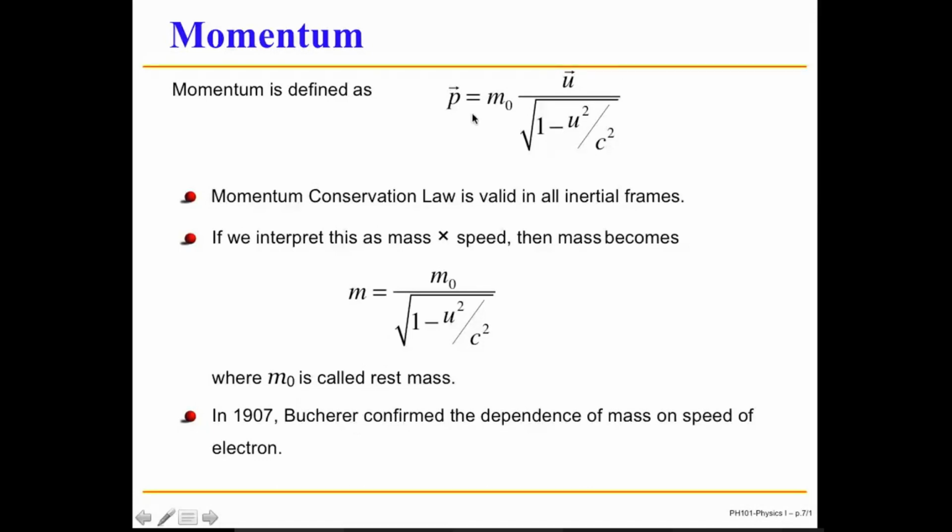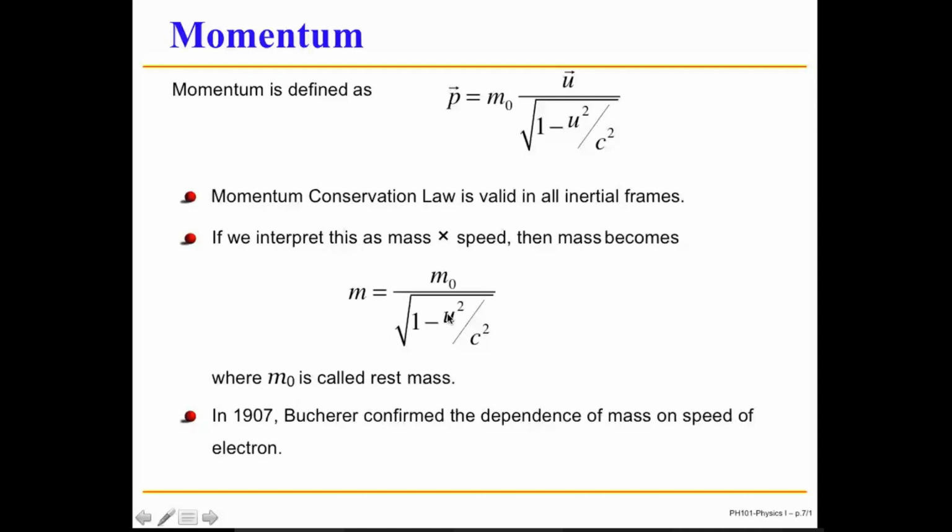Now, if we interpret this as mass into speed, then the mass becomes this, because speed is u. So m naught is called the rest mass. That is the mass of an object when it is in its rest frame, measured in its rest frame. Otherwise, the mass has a dependence on velocity, and the velocity is this.